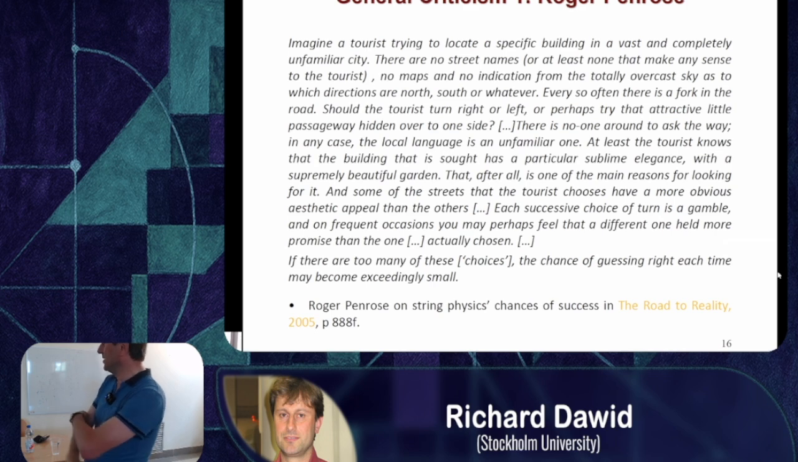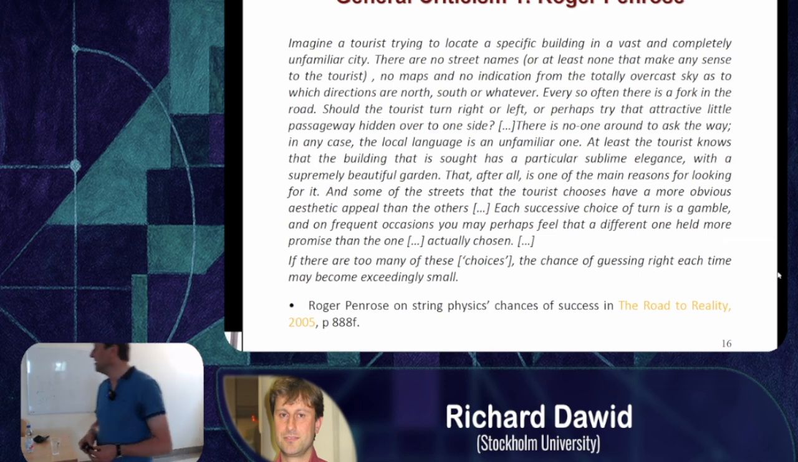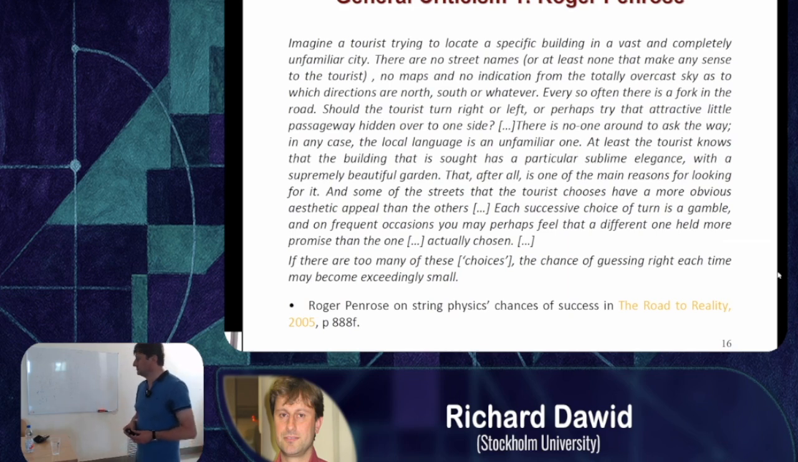garden. Now, each successive choice of turn is a gamble, and on frequent occasions you may perhaps feel that a different one held more promise than the one actually chosen. If there are too many of those choices, the chance of guessing right each time may become exceedingly small. So therefore, if a theory develops for several decades without empirical guidance, there is not much hope, on his view, that it is still on the right track.